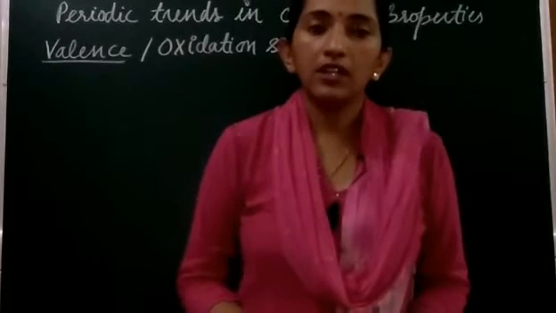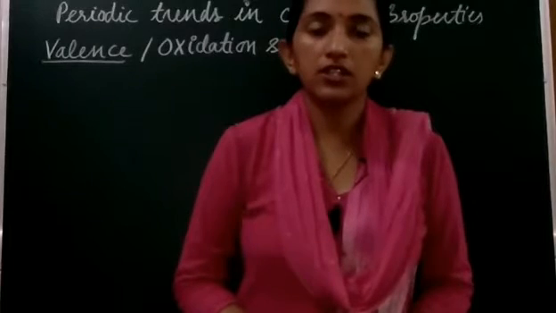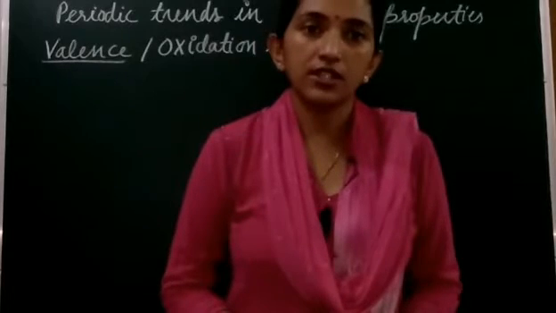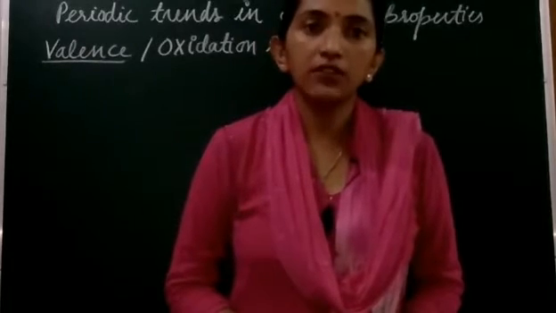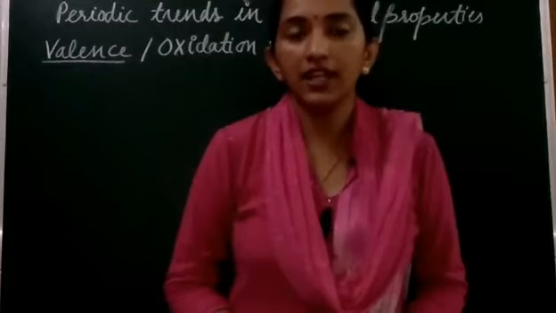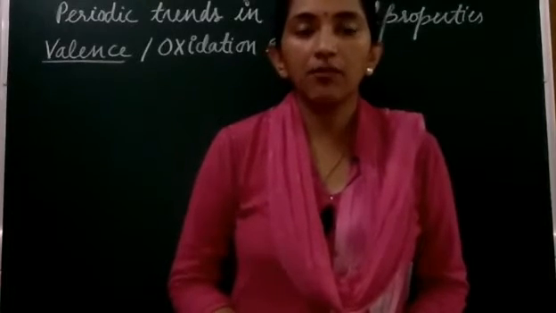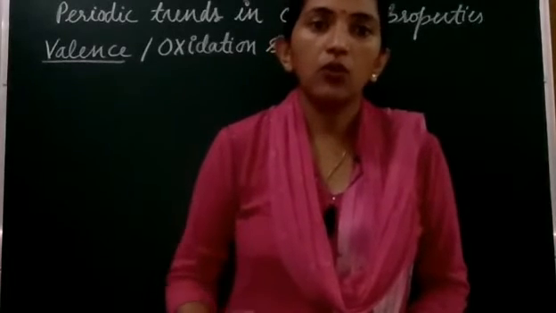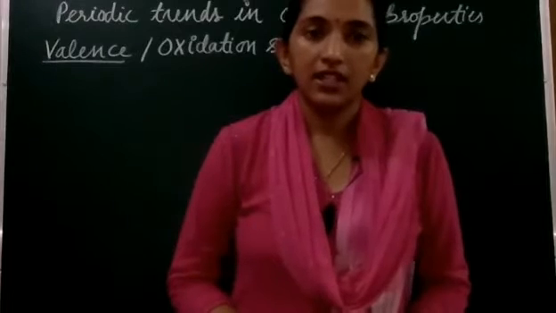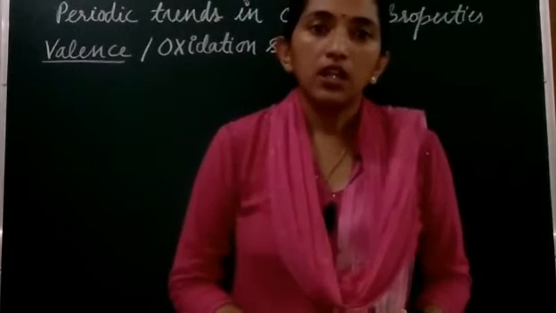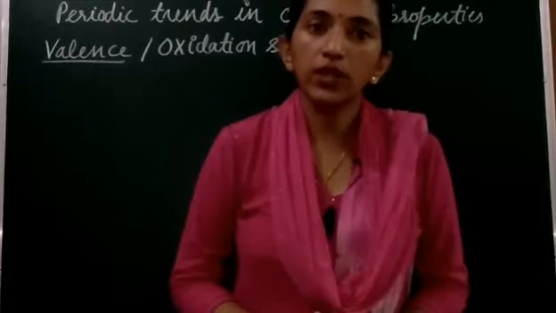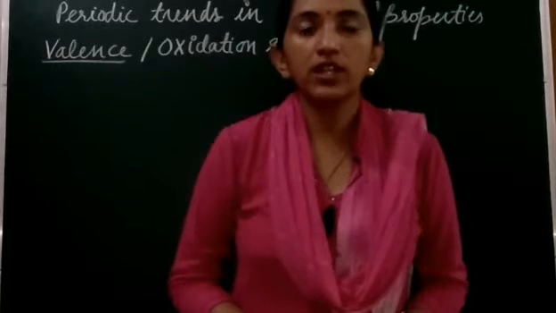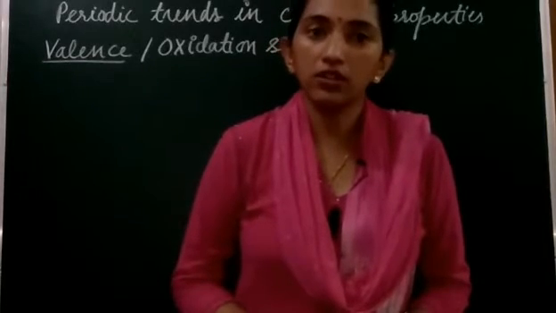In group 1 we have only 1 electron in its valence shell. When we move to group 2, we will have 2 electrons in the valence shell. Similarly, when we are moving to group 13, 14, 15, 16, 17 and 18, there will be an increase in the number of the valence electrons, from 3, 4, 5, 6, 7 and 8. Right? Now, students, the valency is the combining capacity, which we can determine by just checking the valence electrons, right?